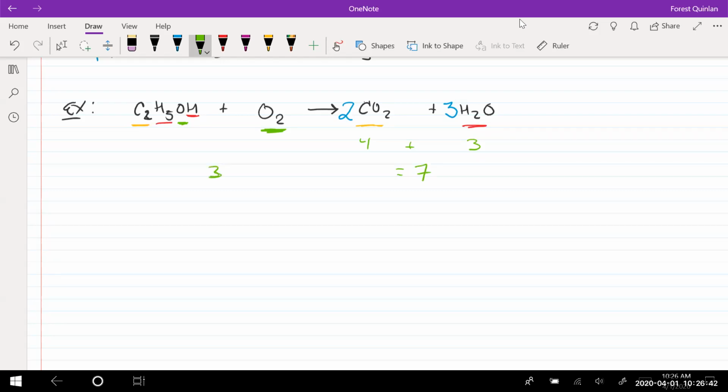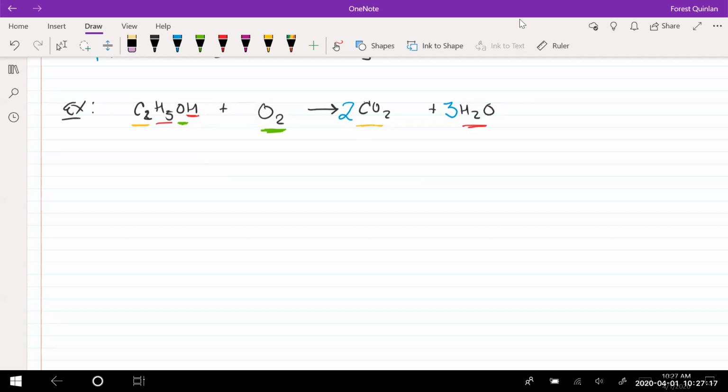Now, is there a way for us to get just 7 on the left? Oh, yeah. Add a 2 in front of the O2. Add a 3. I confused myself. I got it. So let me back up, since the rest of the people are like, oh, what just happened? Okay. I get it. So let me back this up.